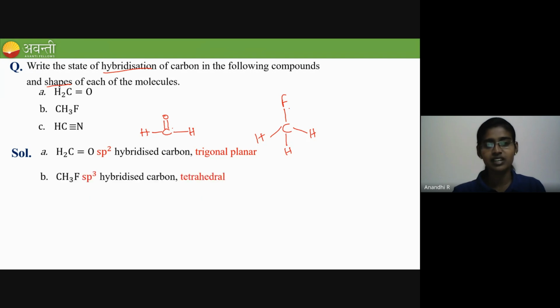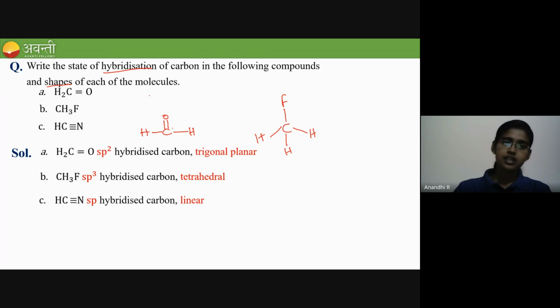And what about the third compound? Hybridization of the third compound? Very good. It is sp and linear. So easy, right? So if you are getting a question from this part, you can score +4 marks very easily.